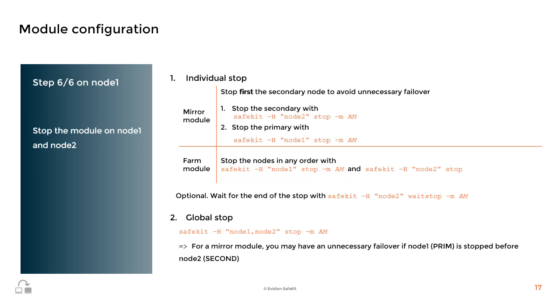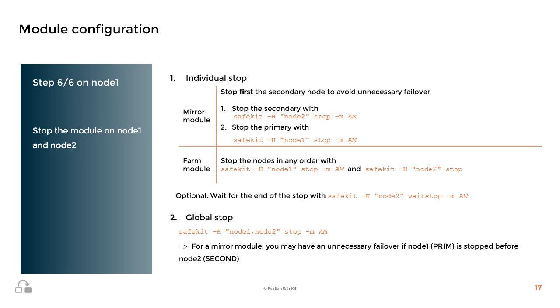Let's move on to step 6 of our scenario, which involves stopping the module on both Node 1 and Node 2. Once again, thanks to the -H option, you can stop the module on both nodes from a single node, Node 1 in our scenario. You have two options for stopping the module. Option 1 is an individual stop, where you can stop the module on each node individually.